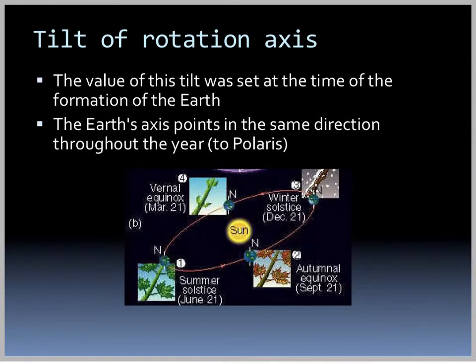The value of this tilt was set at the time of the formation of the Earth. The Earth's axis points in the same direction throughout the year. It points towards Polaris. So as it goes around, sometimes it'll be pointing towards, sometimes pointing away from the Sun. And that means we're going to get more or less Sun in different latitudes, and we get our seasons.